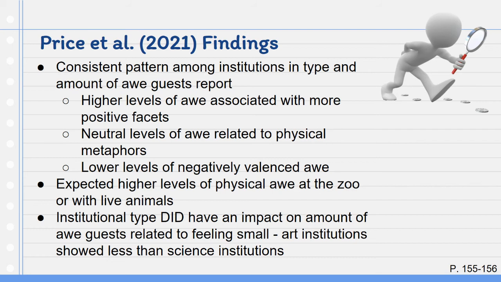They expected higher levels of physical awe at the zoo or to be associated with live animals due to added empathy, but they did not find it. Institutional type did have an impact on amount of awe guests related to feeling small or diminished self-awe. Art institutions showed less than science institutions. However, this was the only difference found between museum type.